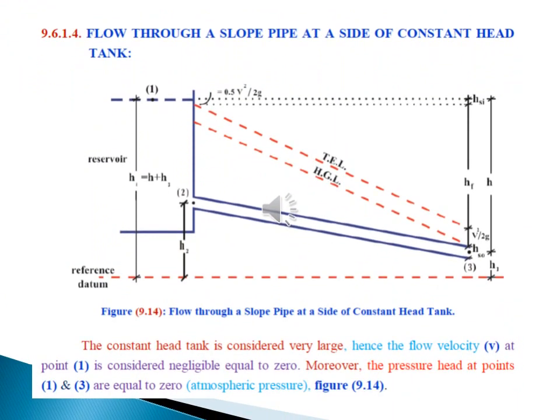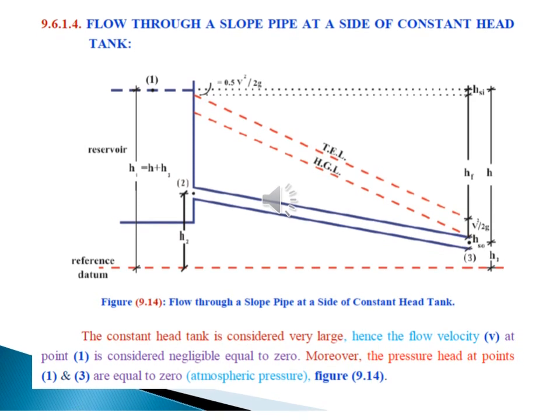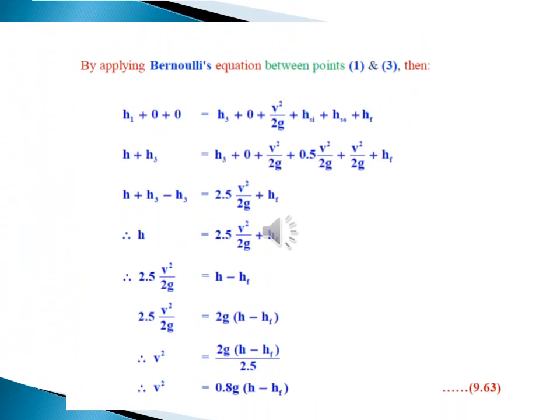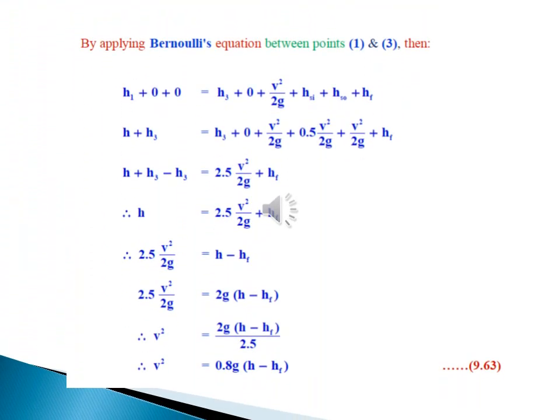Flow through a slope pipe at the side of a condensate tank, as shown in the enclosed figure. Look, my dear, by applying Bernoulli's equation between points 1 and 3 in this case, you can calculate the head velocity between the 2 points and also the velocity of flow, as shown in the enclosed equation.